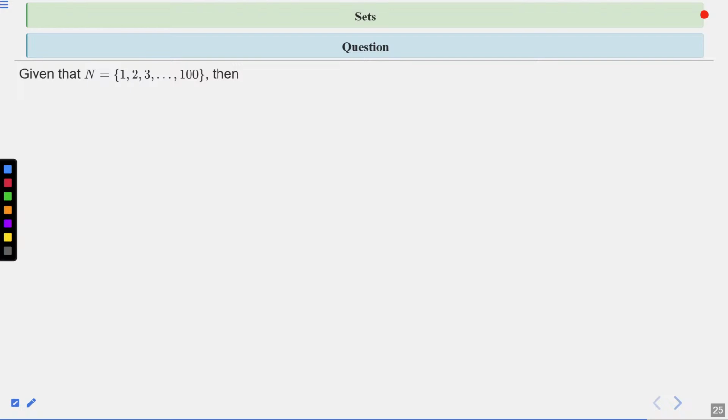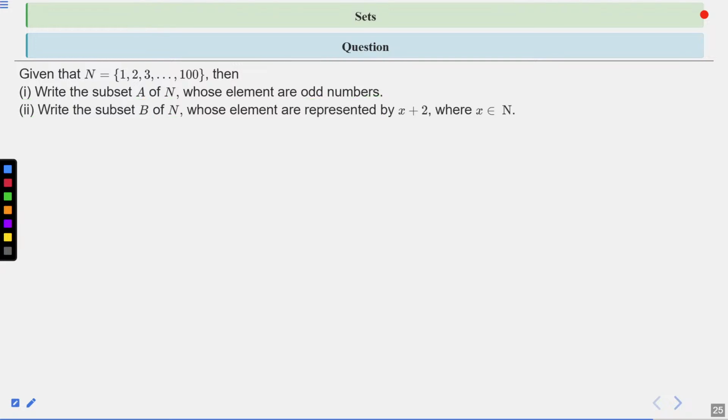Next question. N is the set of the first 100 natural numbers. The first part is to write the subset A of N whose elements are odd numbers. So write down A in roster form. Second, write down the subset B whose elements are represented by x plus 2, where x belongs to the set capital N, and capital N is this set, not the natural numbers.